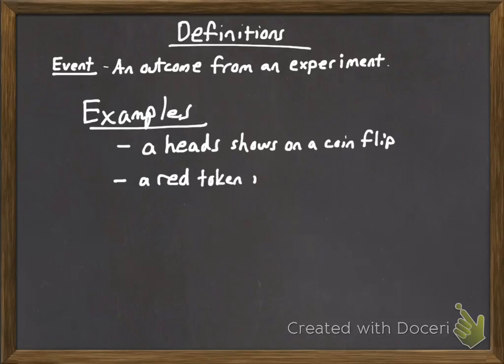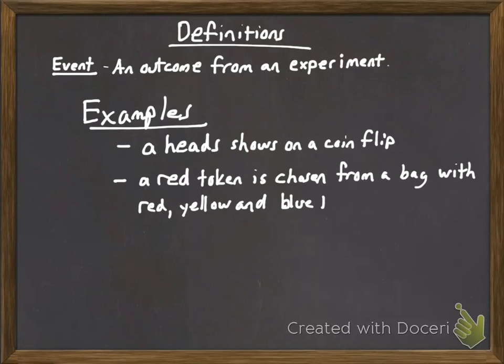Another example of an outcome would be that a red token is chosen from a bag with red, yellow, and blue tokens. Or it could be that we look at the grades in a class and we look at the number of 5s that students received in a class or the number of 7s that students received in a class. Those could be outcomes as well. All right, so that's what outcomes are.